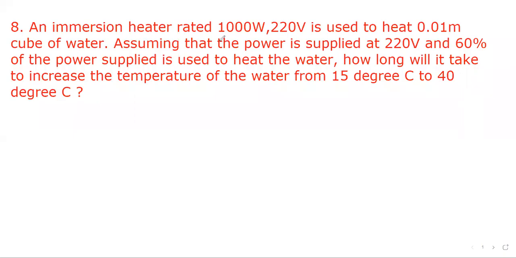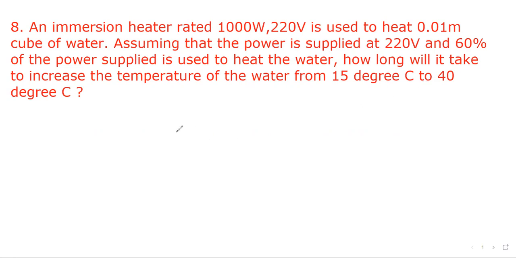An immersion heater rated 1000 watt, 220 volt is used to heat 0.01 meter cube of water. Assuming that the power is supplied at 220 volts and 60% of the power supplied is used to heat the water, how long will it take to increase the temperature of water from 15 degrees centigrade to 40 degrees centigrade?